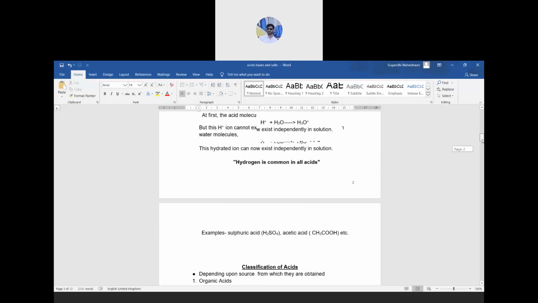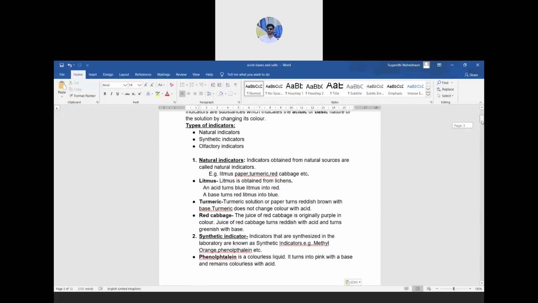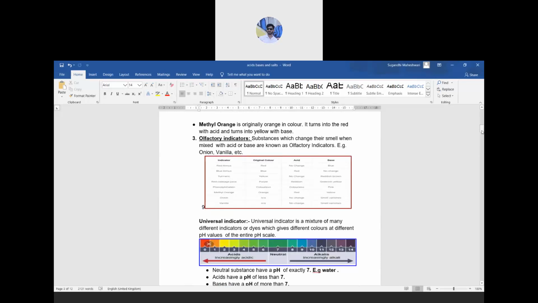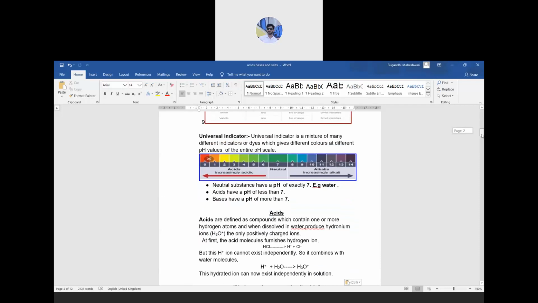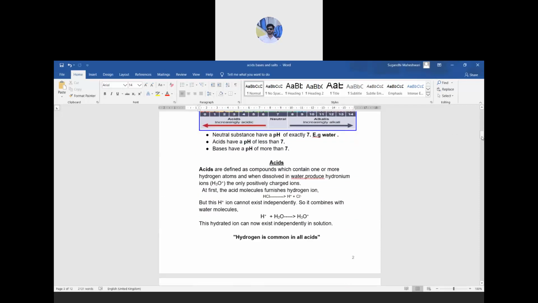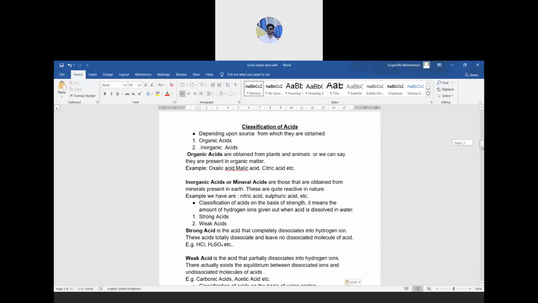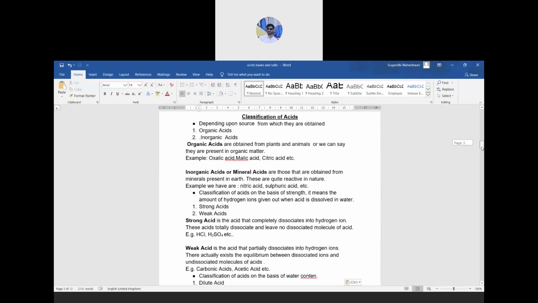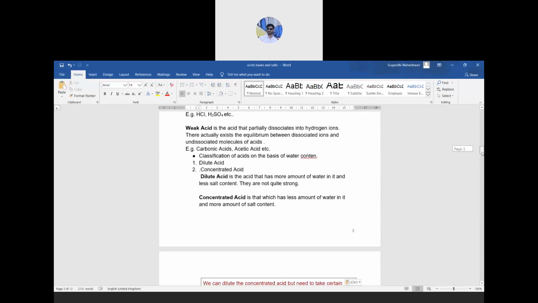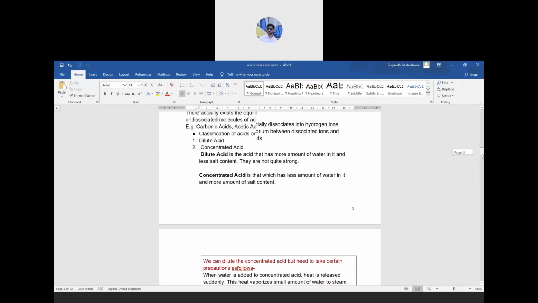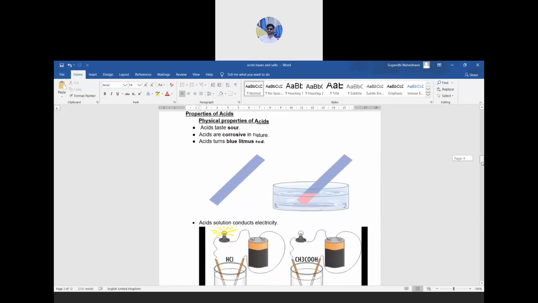In the last class, we learned about indicators. There were natural indicators, synthetic indicators and olfactory indicators. Along with all three, there was also a universal indicator, that was pH. We also learned about classification of acids: organic and inorganic acids on the basis of their source, strong and weak on the basis of their strength, dilute and concentrated on the basis of the water content. Today we are going to start with the properties of acids.